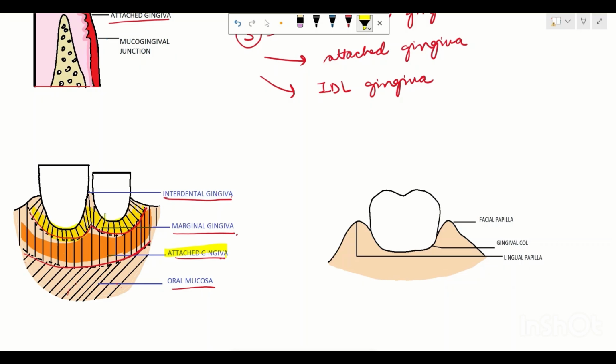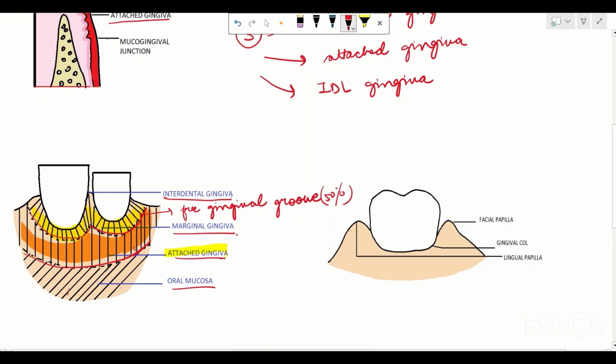Now if you see this red line here, this is the free gingival groove. It is present in only 50% of the cases. The rest will not have this groove. This groove is a demarcation that separates the attached gingiva from the marginal gingiva.